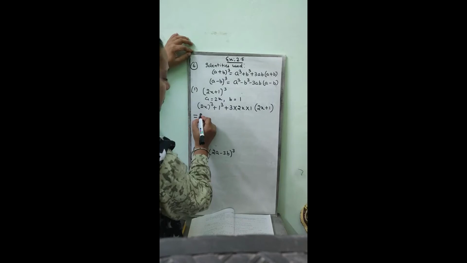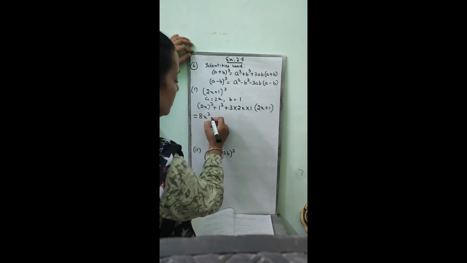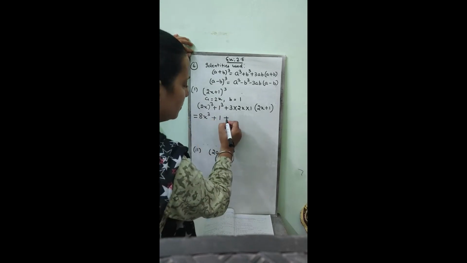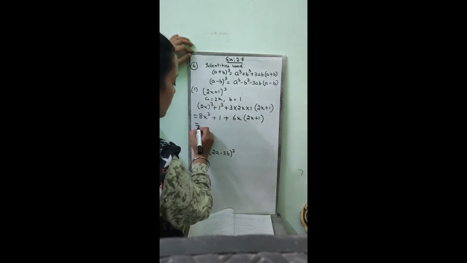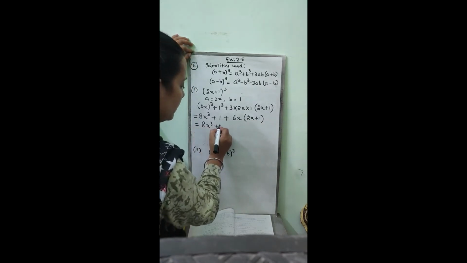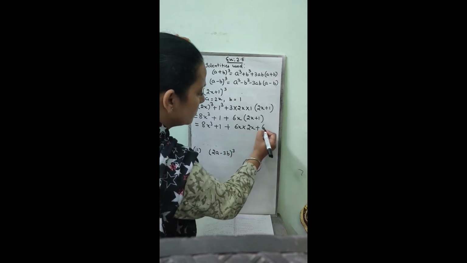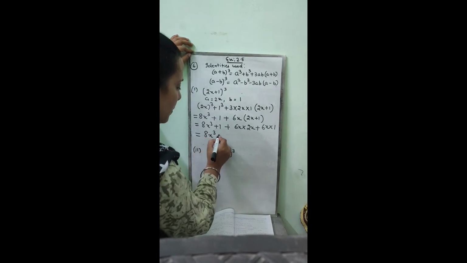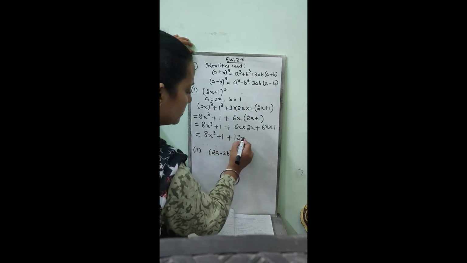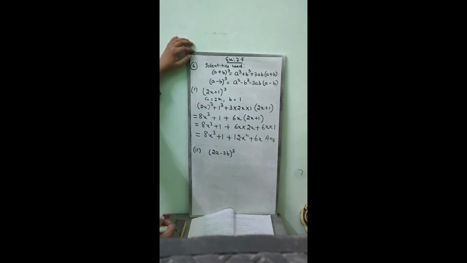2 cube is 8, and x cube is as it is. Cube of 1 is 1. Here this is 3 2s are 6x into (2x plus 1). So you will get 8x cube plus 1. This 6x will be multiplied with 2x, plus 6x multiplied with 1. Your answer will be 8x cube plus 1 plus 12x square plus 6x. Right? (a plus b) whole cube.